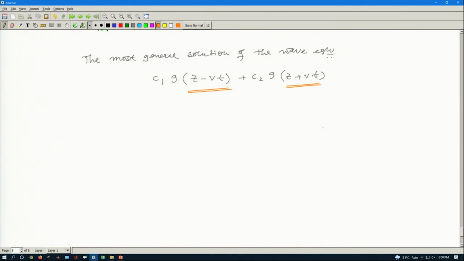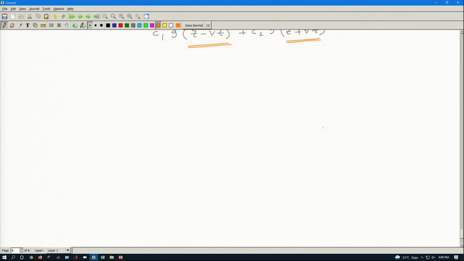So, let us now directly jump to Maxwell's equation, a very important topic in electrodynamics. So, we are going to start this topic today. So, the topic is Maxwell's equation.